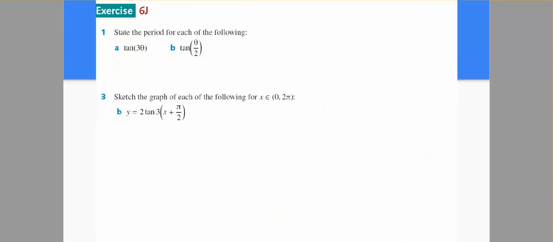Okay, so the period of this will be pi divided by n, which is 3. The period of this will be pi divided by a half, which is 2 pi.